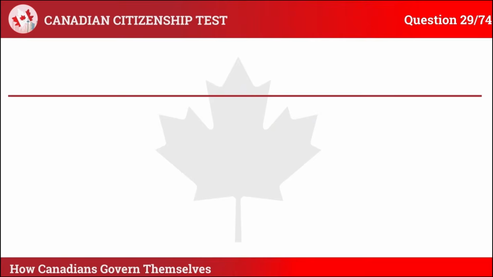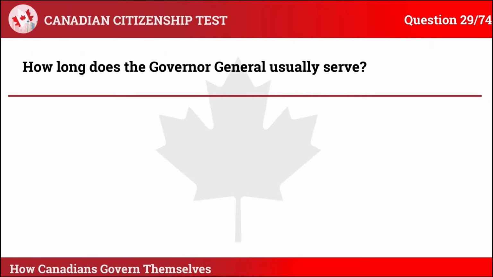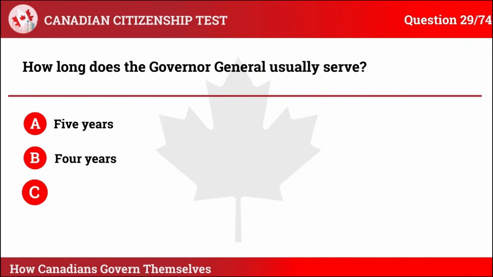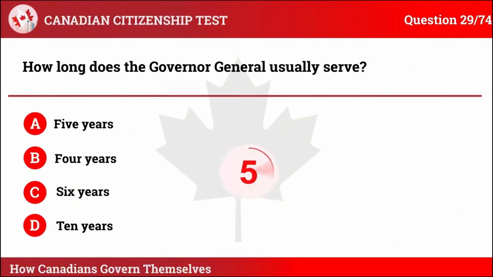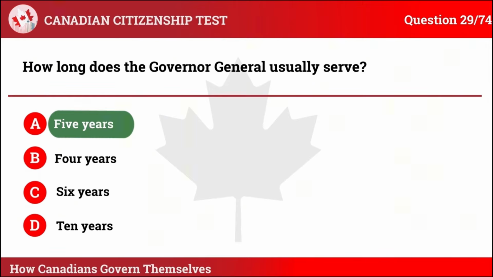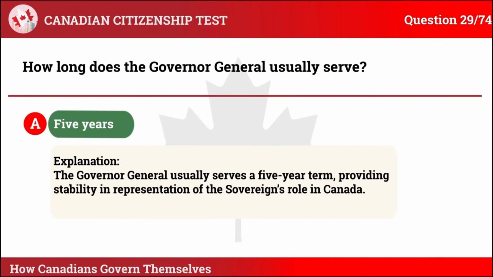Question 29. How long does the Governor-General usually serve? A. 5 years. B. 4 years. C. 6 years. D. 10 years. The correct answer is A. 5 years. Explanation: the Governor-General usually serves a 5-year term, providing stability in representation of the sovereign's role in Canada.